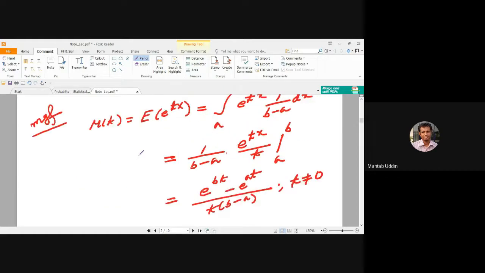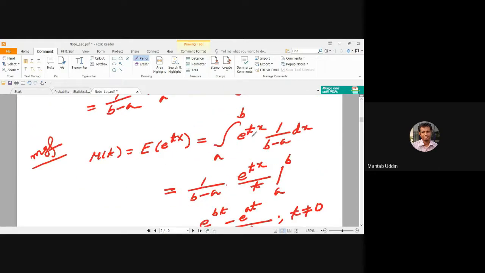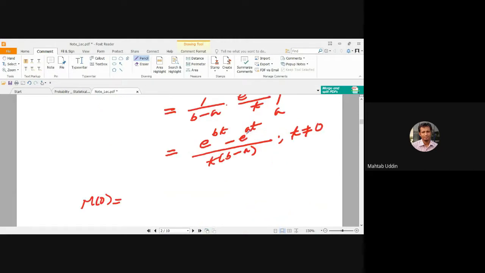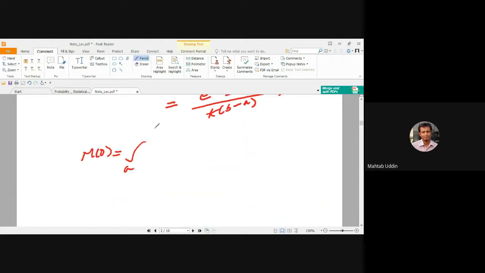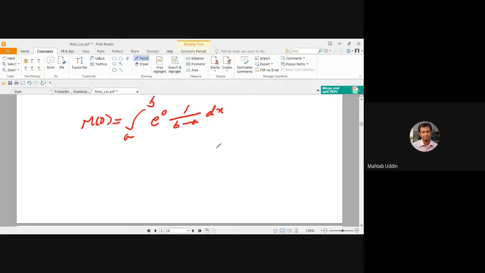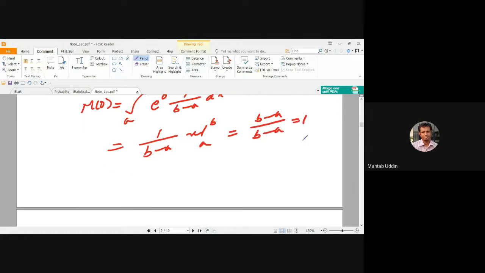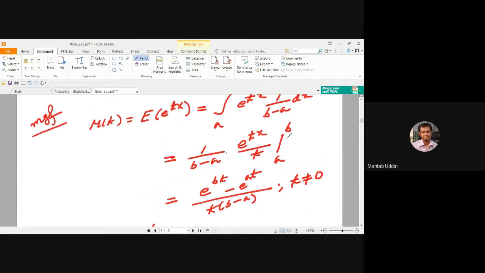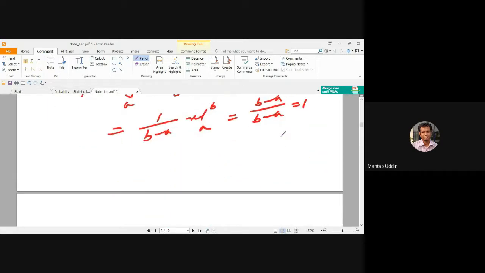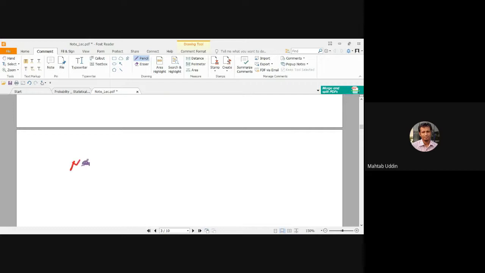If we consider m0, here we can put t equal to 0. So e to the power 0 is 1. So we'll find the integral from a to b of e to the power 0 times 1 by b minus a dx, which will give us e to the power 0, which is 1 by b minus a times x from a to b. So b minus a by b minus a equals 1. That is, m0 is separately 1.